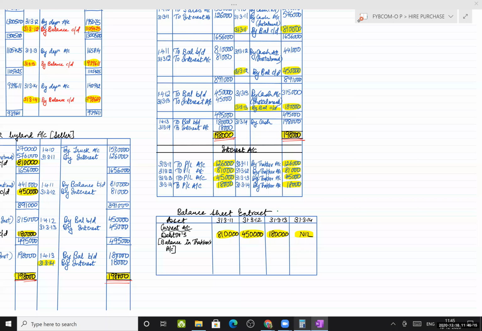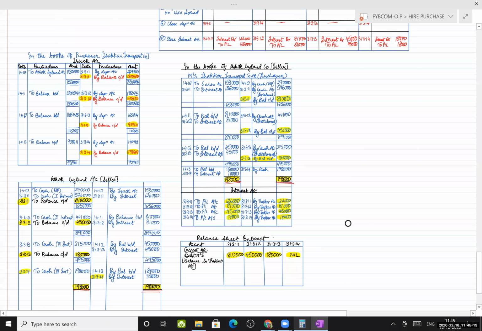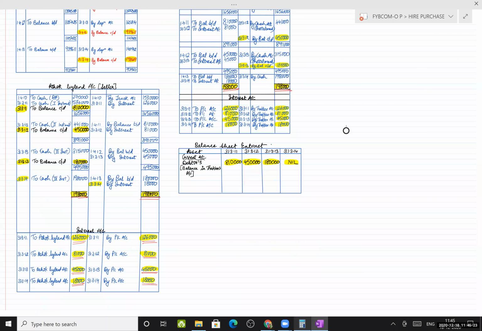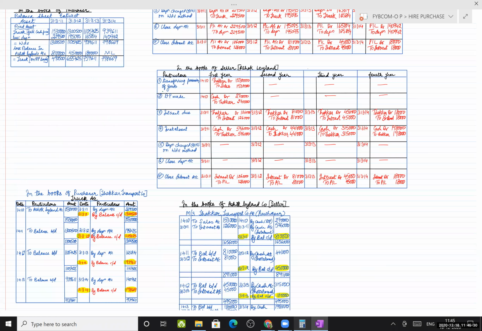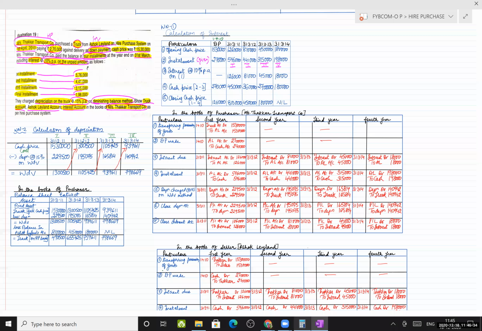So I hope this lengthy sum is clear to everyone. Actually, I made it lengthy by doing it from top to the bottom. But you have to practice it this way, students. I hope the sum is clear to everyone out there. Okay, fine.